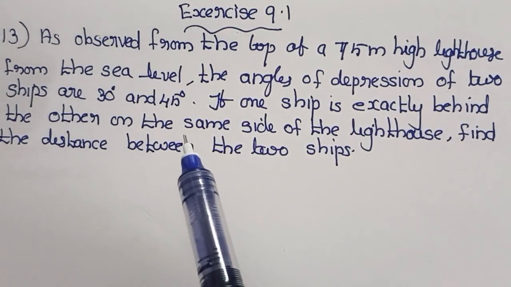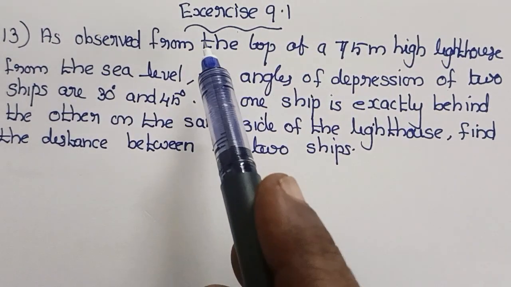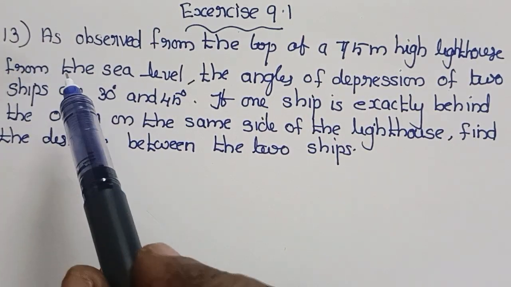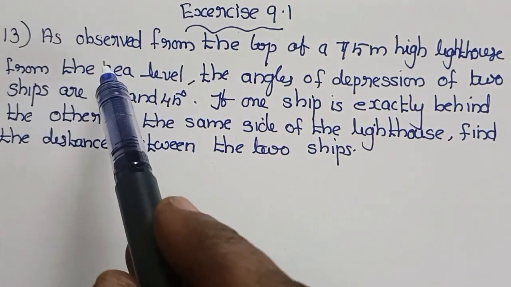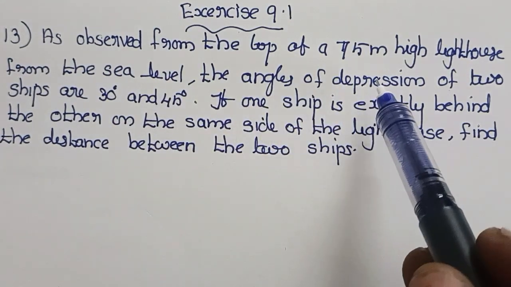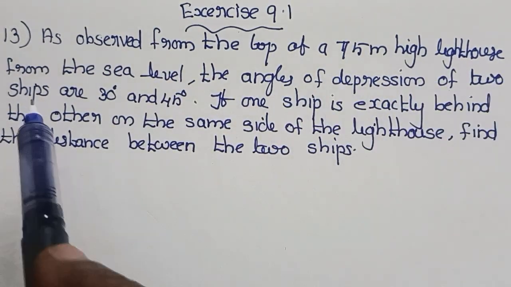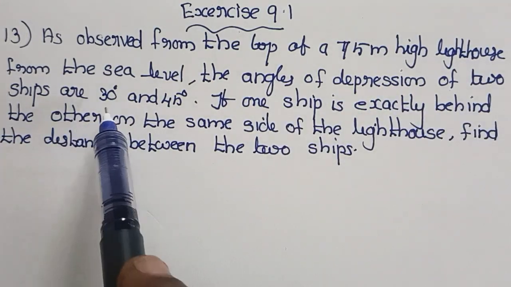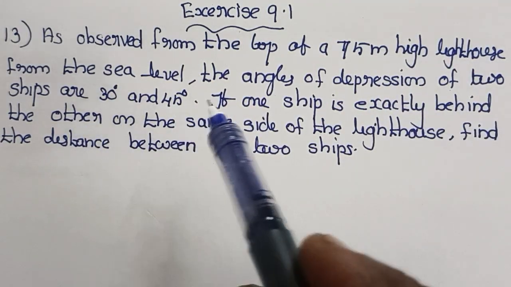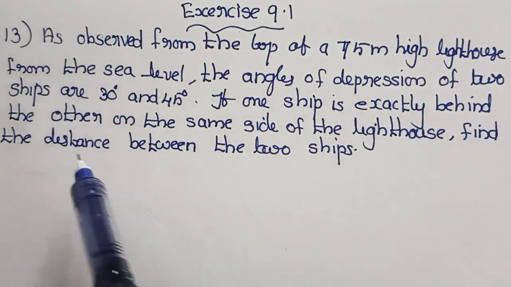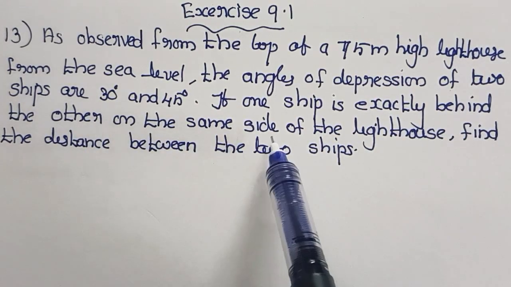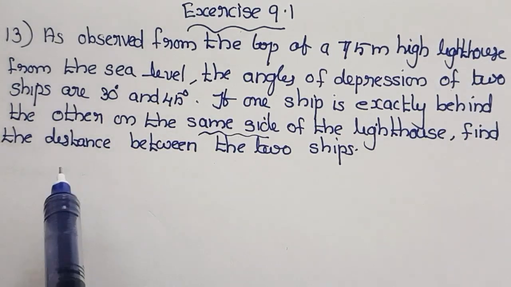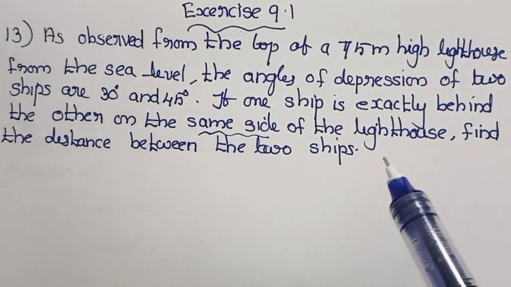Hello students, today we are going to study exercise 9.1, 13th question onwards. As observed from the top of a 75-meter high lighthouse from the sea level, the angles of depression of two ships are 30 degree and 45 degree. If one ship is exactly behind the other on the same side of the lighthouse, find the distance between the two ships.